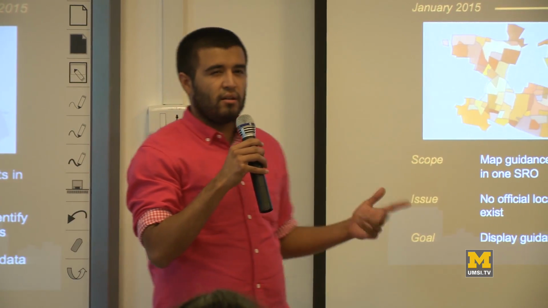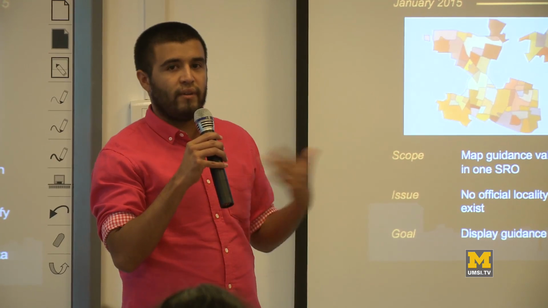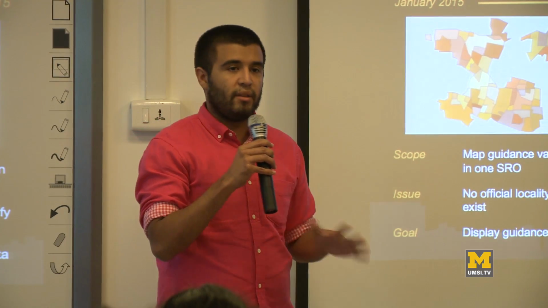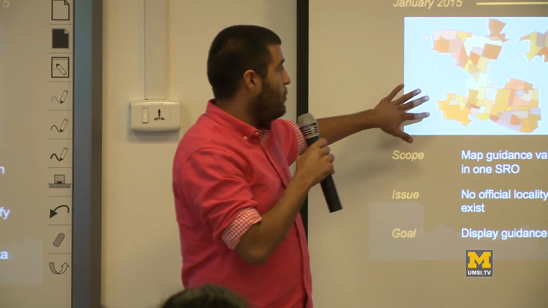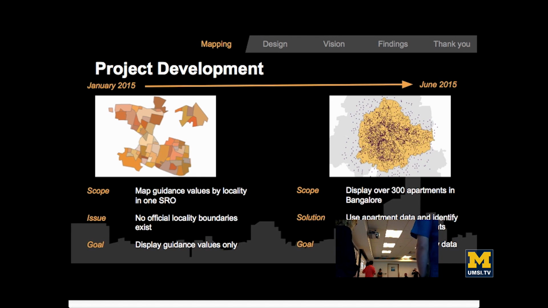And so now we're going to talk a little bit about the scope of the project and how we got to this point, and I'm going to talk a little bit about the mapping. Initially, we were looking at one district in Bangalore that we were looking to set guidance, look at the guidance values, map the guidance values, and do something very basic like that.